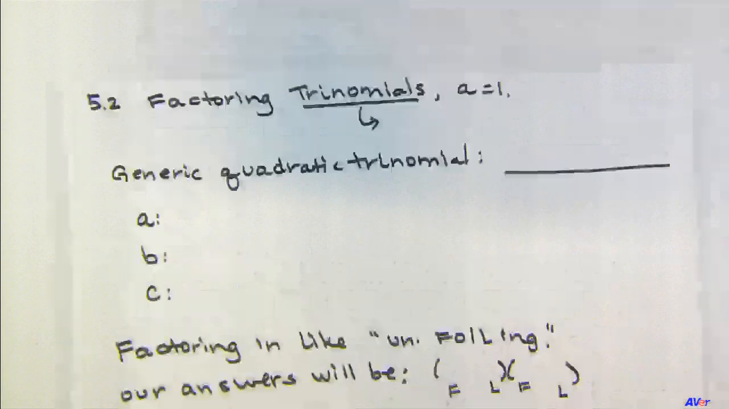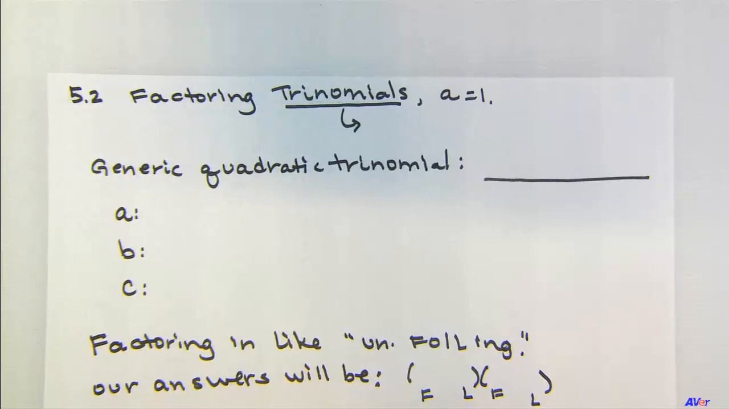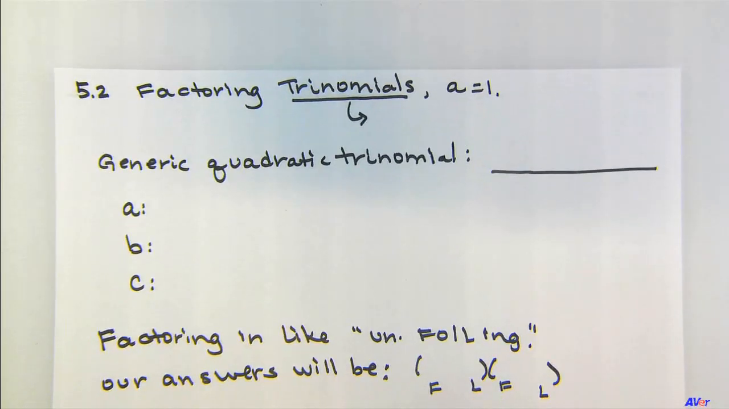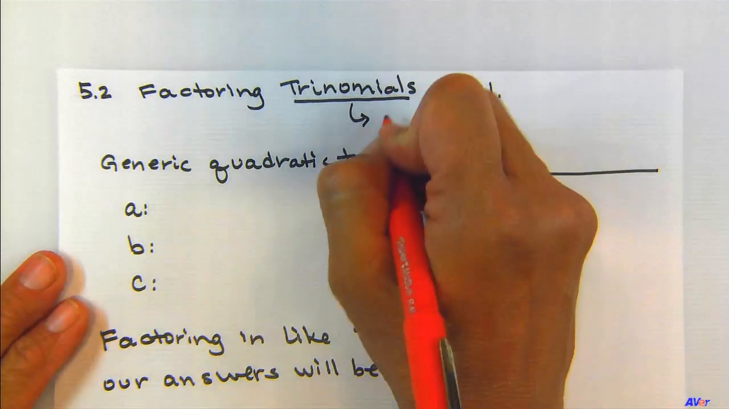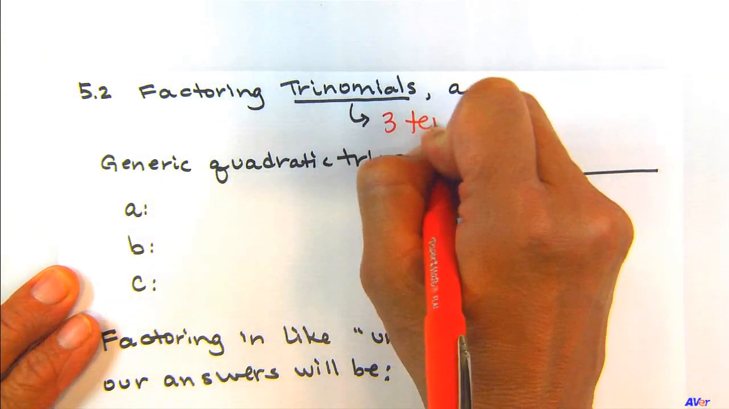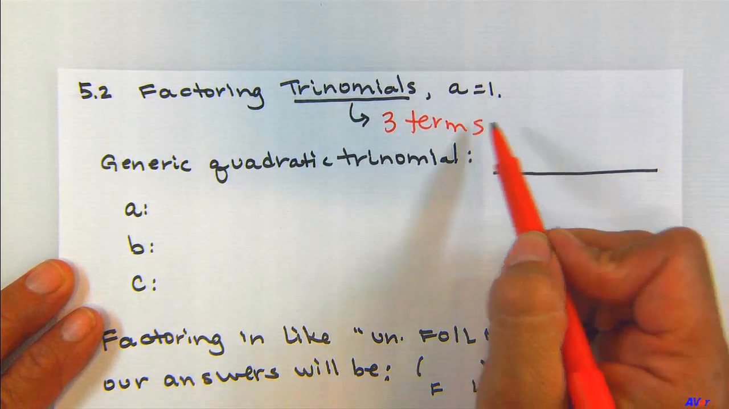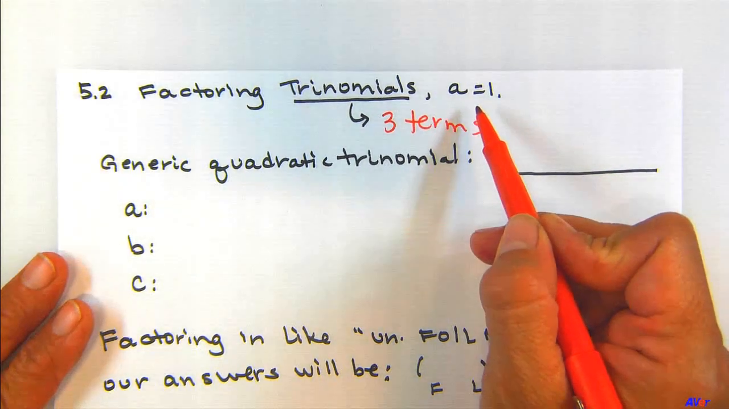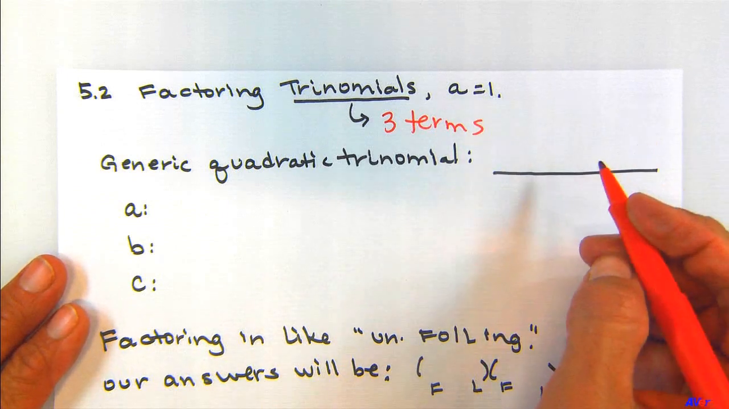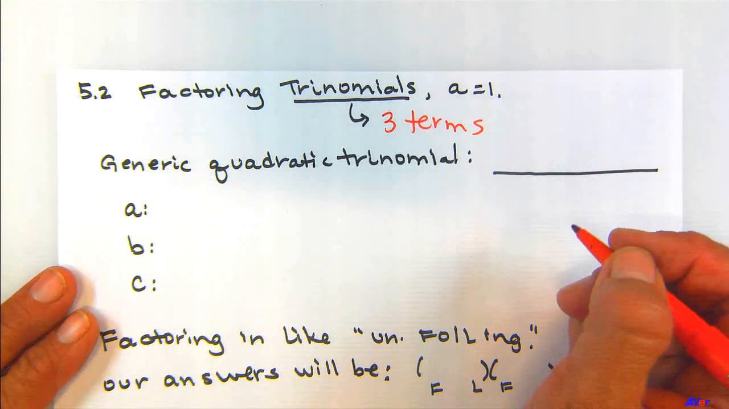Okay, so now that we've learned how to factor greatest common factors and factor by grouping, we're going to talk about how to factor trinomials. So a trinomial, remember, has three terms. Okay, and I have this modifier up here, a equals 1. So maybe you need to know what a is.